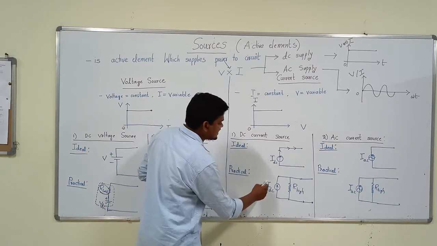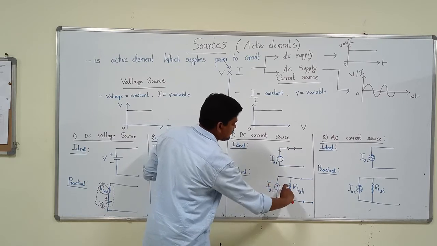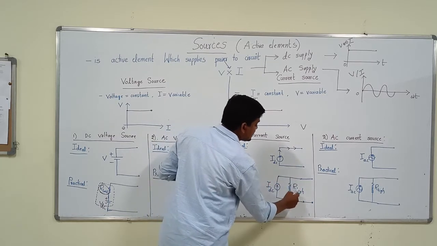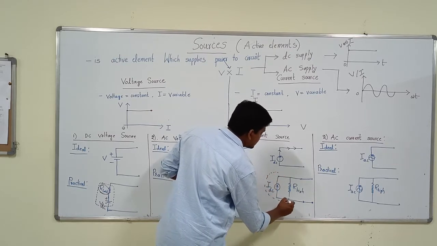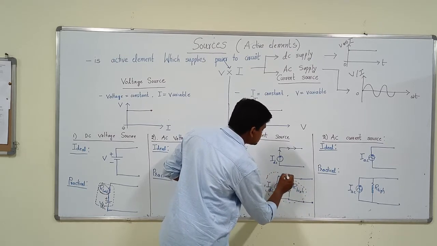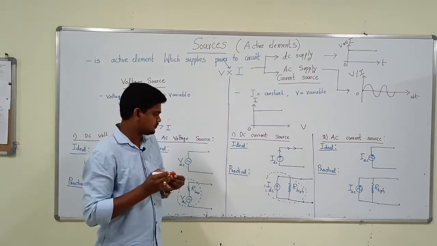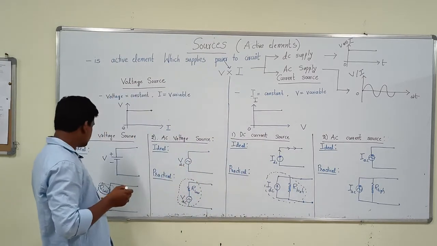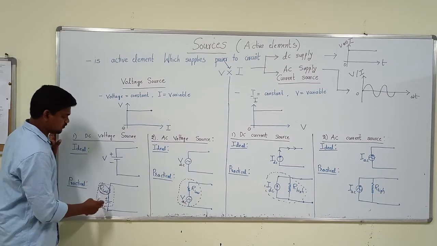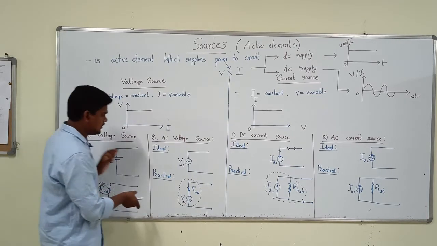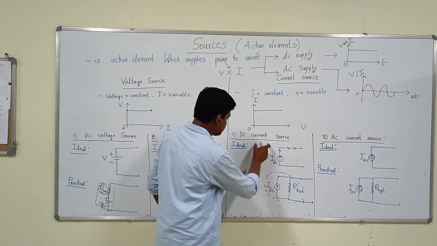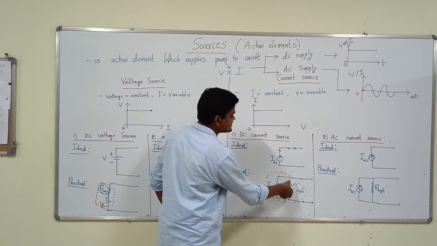This arrow symbol represents the DC current source symbol. But practically, a DC current source has a parallel connection of resistance, and it is a very high resistance. Practically, this parallel resistance value is also high, right? But what about the voltage source? A voltage source has a low resistance connected in series, but a DC current source has a high resistance connected in parallel.